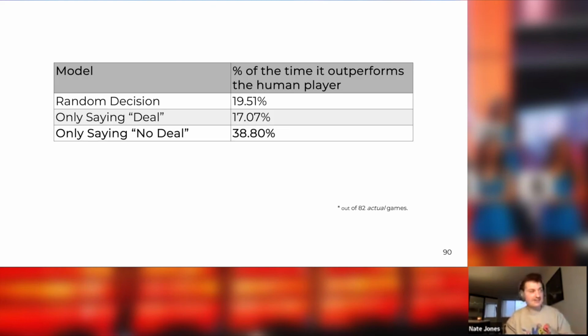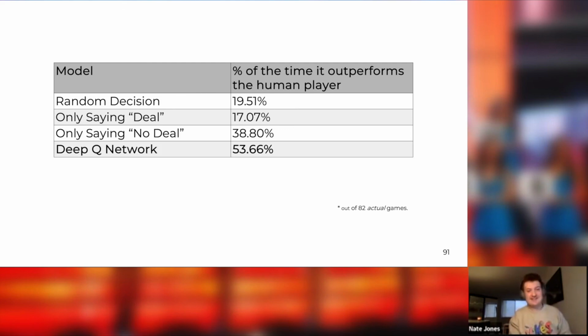So here are some baselines, just really simple implementations, which is really sad for humans because a model that's just random, if it says deal or no deal randomly, it beats humans about 20% of the time, which is not really great for humans, right? More importantly, the model that only says no deal and just makes it to the end of the game every time beats humans about 40% of the time, which is really sad. Why are we like this as humans? So my DeepQ network beats humans a little bit more than the majority of the time, about 54% of the time. My DeepQ network that's played 16,000 games makes decisions on these actual games better than humans.